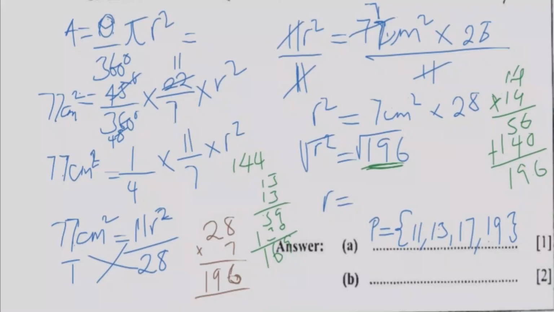So the square root of 196 is 14. That means our answer is 14 centimeters. When we come to record the answer, we're going to say radius is equal to 14 centimeters.